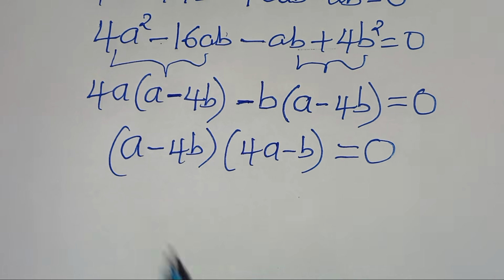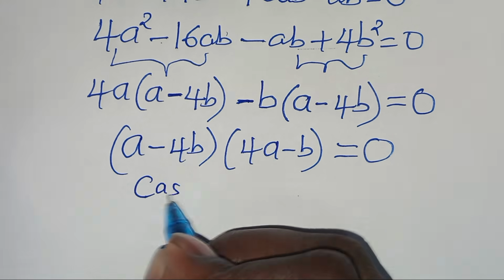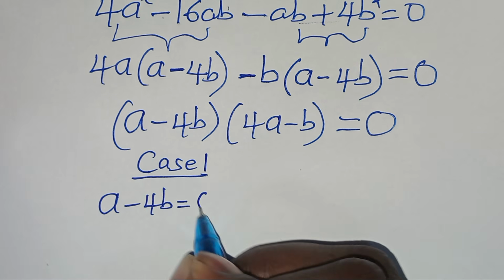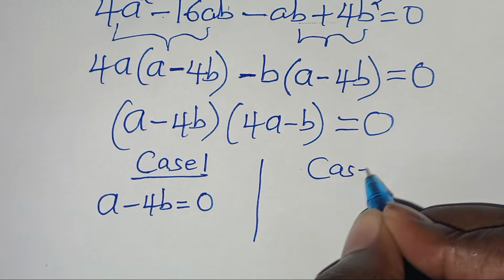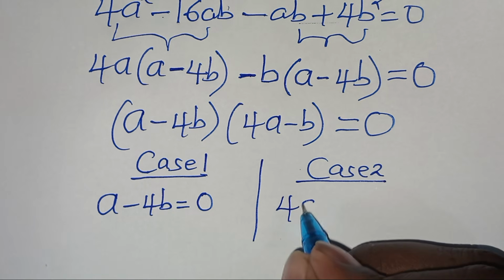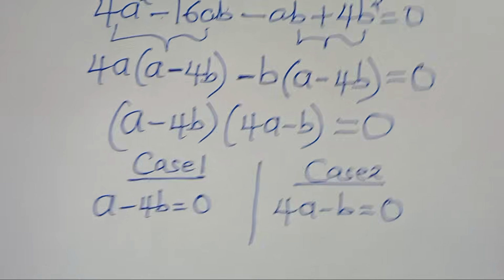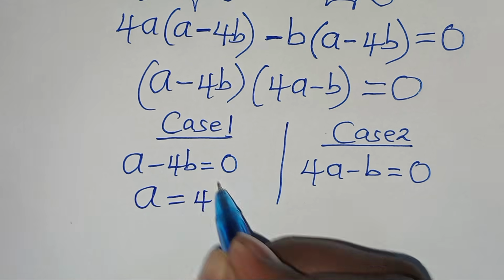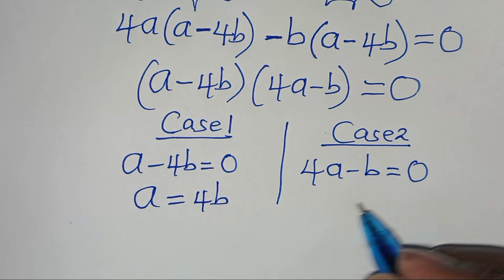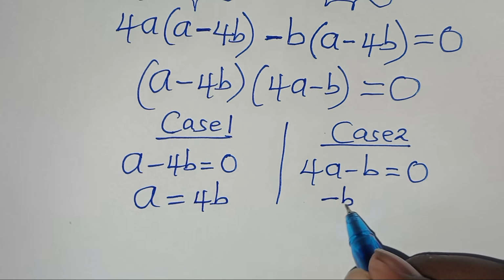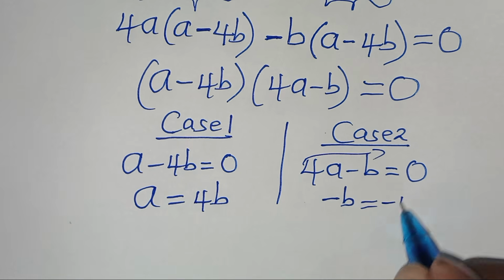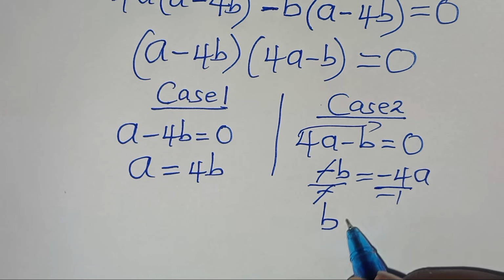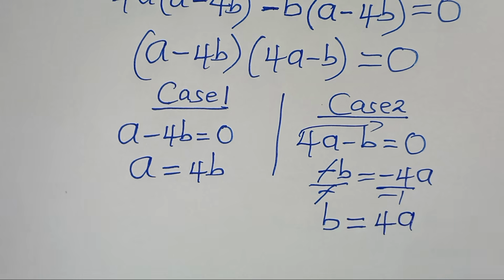Now we have got two parts here. In case 1, we have that a minus 4b is equal to 0. And in case 2, we have that 4a minus b is equal to 0. So this implies that here we have a is equal to 4b, that is in case 1. In case 2, we have now minus b. Let's take 4a to the right hand side, so this becomes negative 4a. So let's divide both sides by minus 1, and this implies that b is equal to 4a.